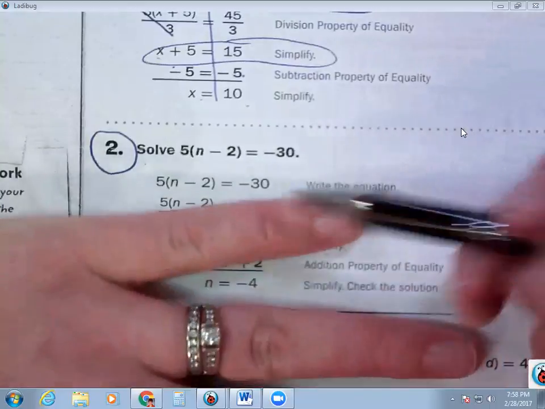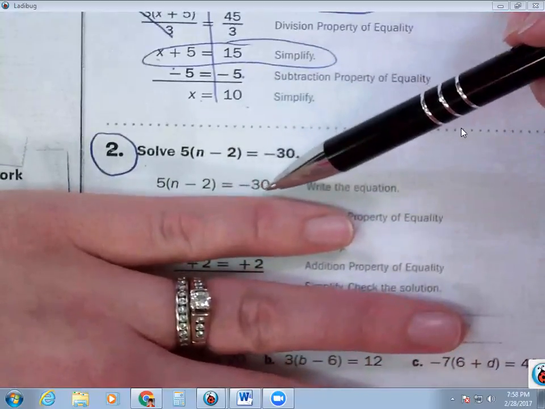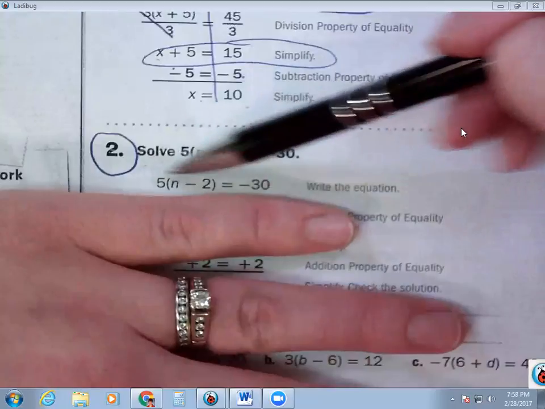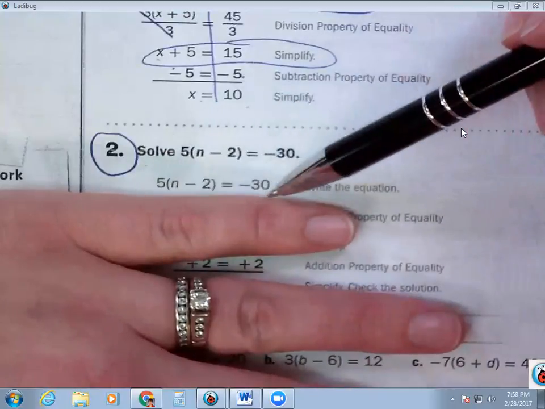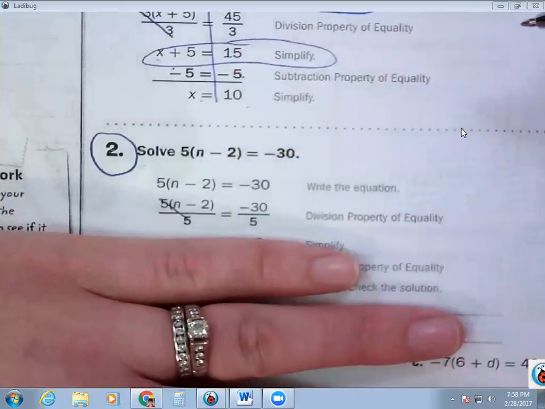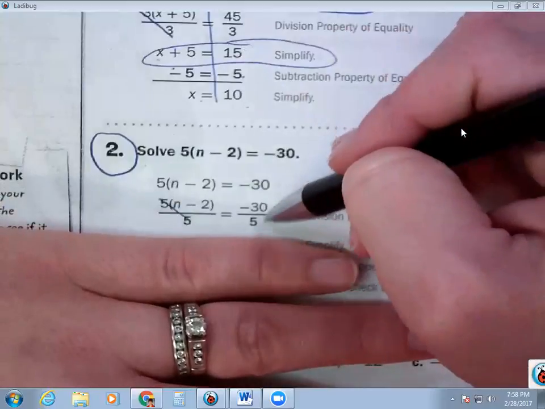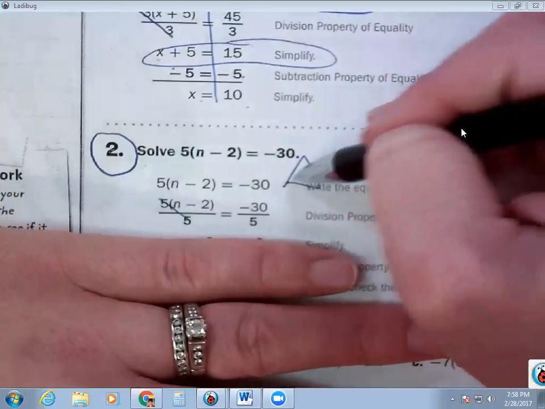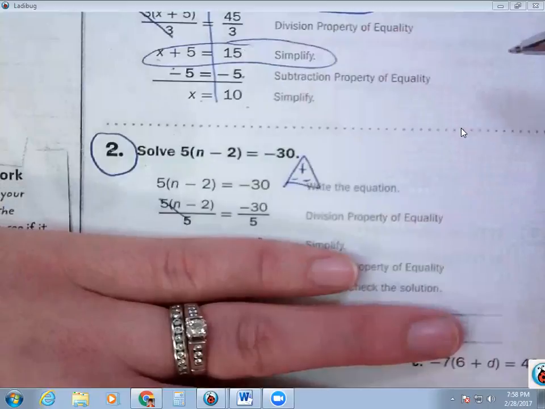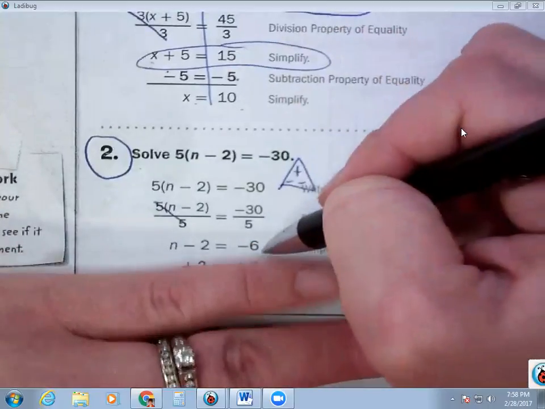So I've got 5 times the quantity n minus 2 equals negative 30. Let's get rid of that 5. It's being multiplied, right? So to get rid of it, naturally, we would divide. So divide by 5, boom, get rid of 5. 5 divided by 5 is 1, so we're just left with n minus 2. Negative 30 divided by 5. Well, negative divided by a positive is still negative. So that's going to be negative 6 equals n minus 2.